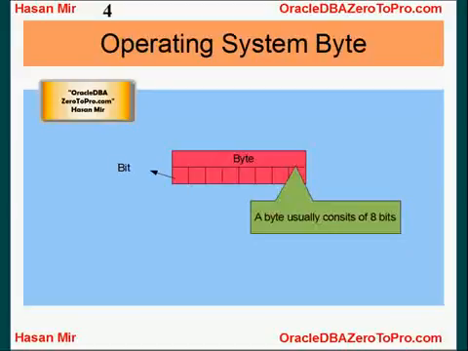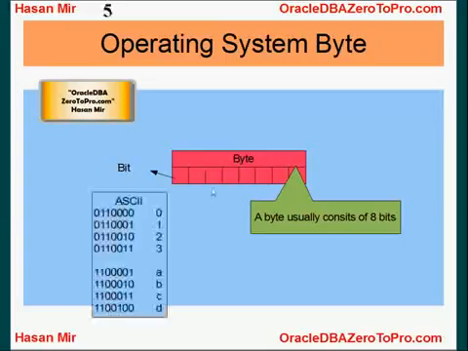Usually a byte consists of 8 bits, but that's not a hard and fast rule. It could be different from one operating system to another. This could vary, but anyway, let's imagine that a byte consists of 8 bits. Now a byte can contain in itself something more meaningful. For example, this is the ASCII character set. Just an example, there are multiple character sets, and the whole purpose of a character set is to define how you would store a particular character in a byte.